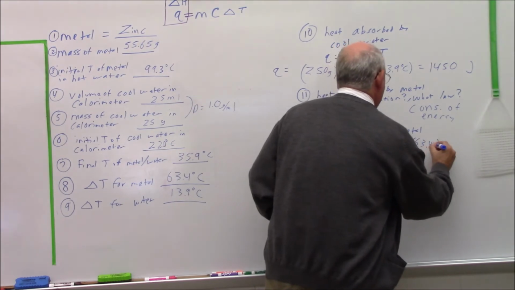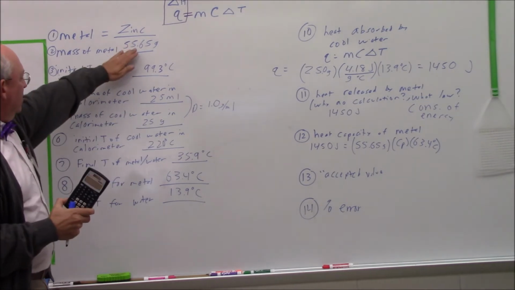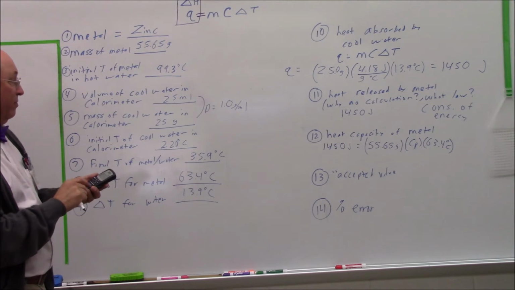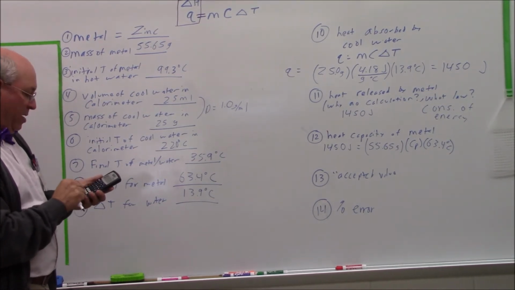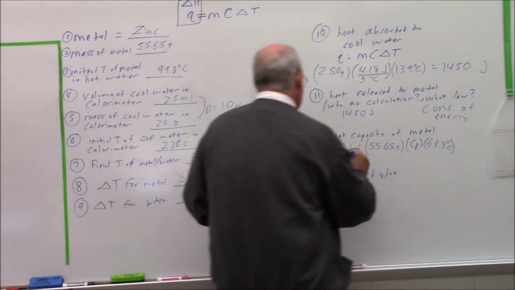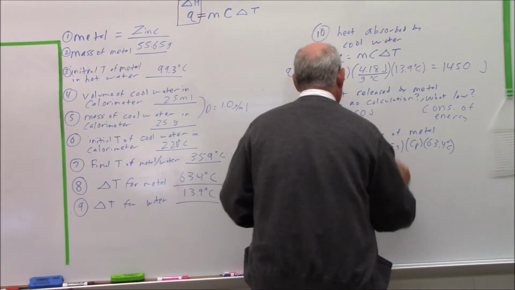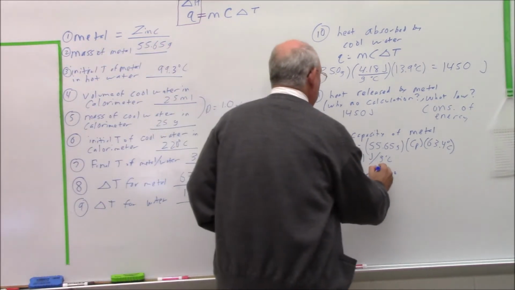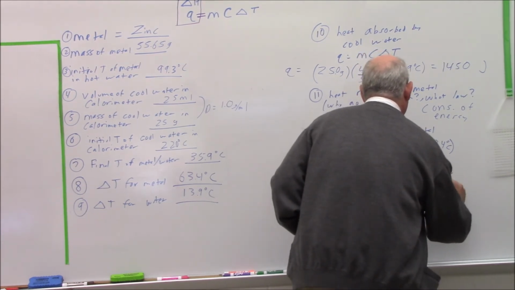So we actually have a lot of numbers floating around the page, so you want to be really careful to label everything and use units. If we solve that, we're going to get 1450 divided by 55.65, which is 0.41 joules per gram degree Celsius. The accepted value, the correct value, is 0.39 joules per gram degree Celsius.